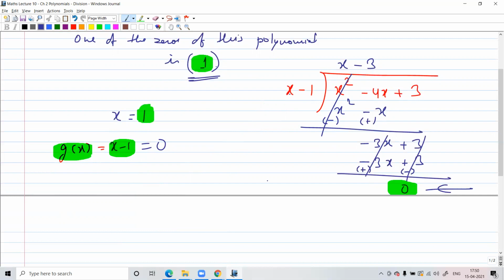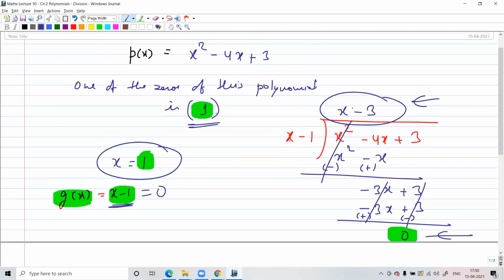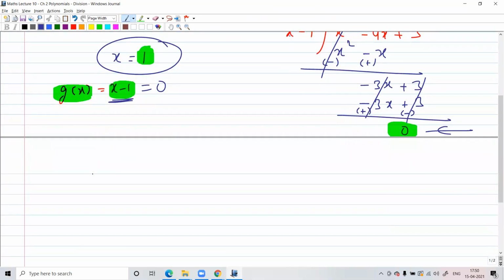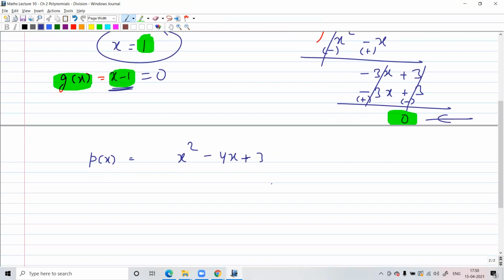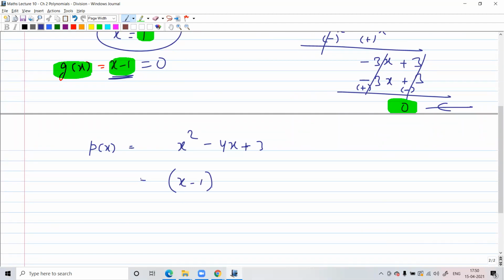Okay, so remainder is 0. It will always be 0. Whenever somebody says that 1 is one of the zeros, and you do division with x minus 1, you are going to get remainder 0. And whatever is the remaining quotient over here, x minus 3, this is one of the other factors of this polynomial. So basically, your polynomial x square minus 4x plus 3 can be written as x minus 1 into x minus 3. This is one of the factors. You know division algorithm, right? Everybody knows that.